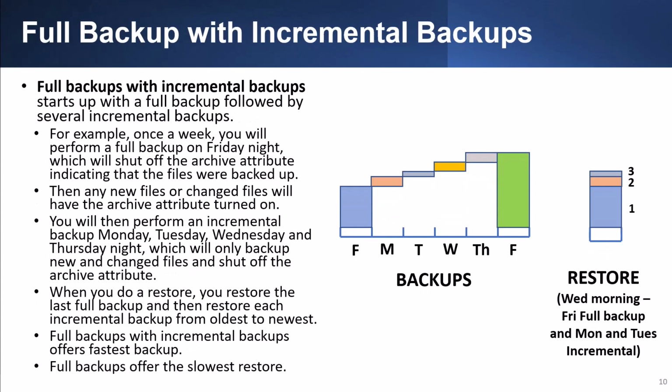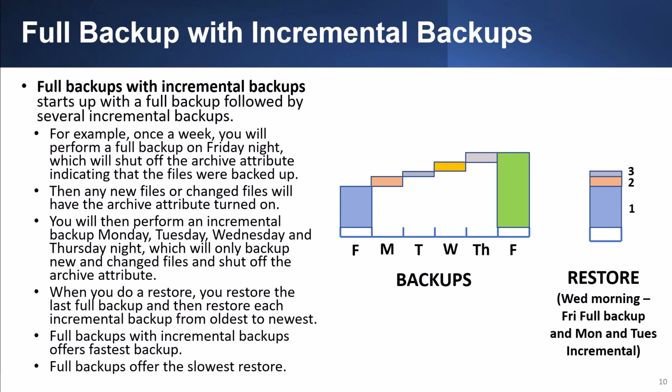Full backups with incremental backups start with a full backup followed by several incremental backups. For example, once a week you'll perform a full backup on Friday night, which will shut off the archive attribute, indicating that the files were backed up. Then any new or changed files will have the archive attribute turned on.